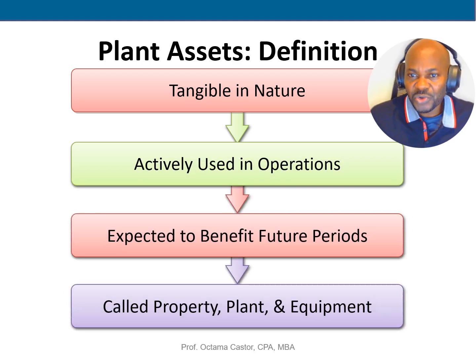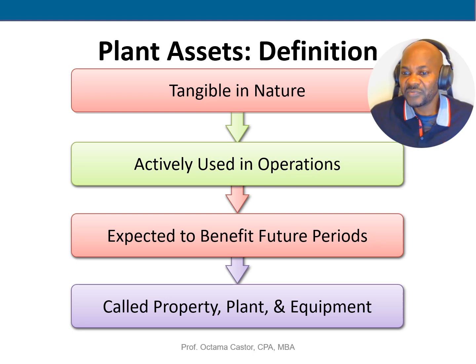Fixed asset, also called plant asset, by definition is tangible in nature. Fixed asset, you can feel them, see them, touch them. They have a physical presence in your operation. You actively use fixed asset or plant asset to generate revenue. And fixed asset are expected to benefit future periods.